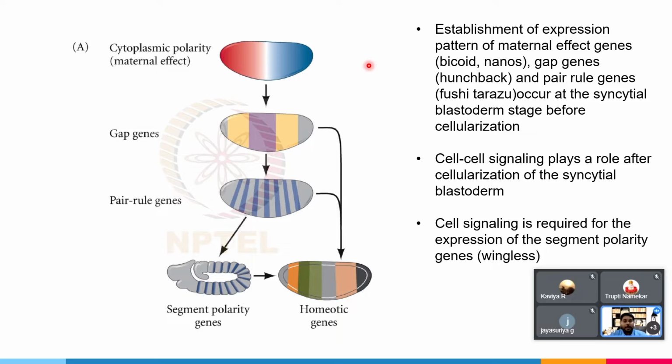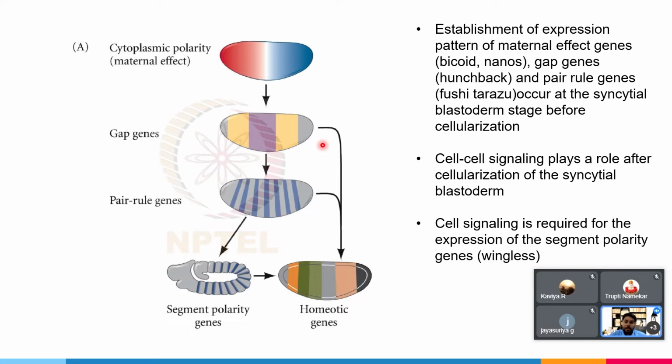As time progresses, the embryo is also developing. At the first stage, right about here, the embryo is still a syncytial blastoderm. That is, the nuclei have divided, so we have a lot of nuclei, but cytokinesis has not occurred. That is, cells are not separate. So there is one cytoplasm where various nuclei are floating around.